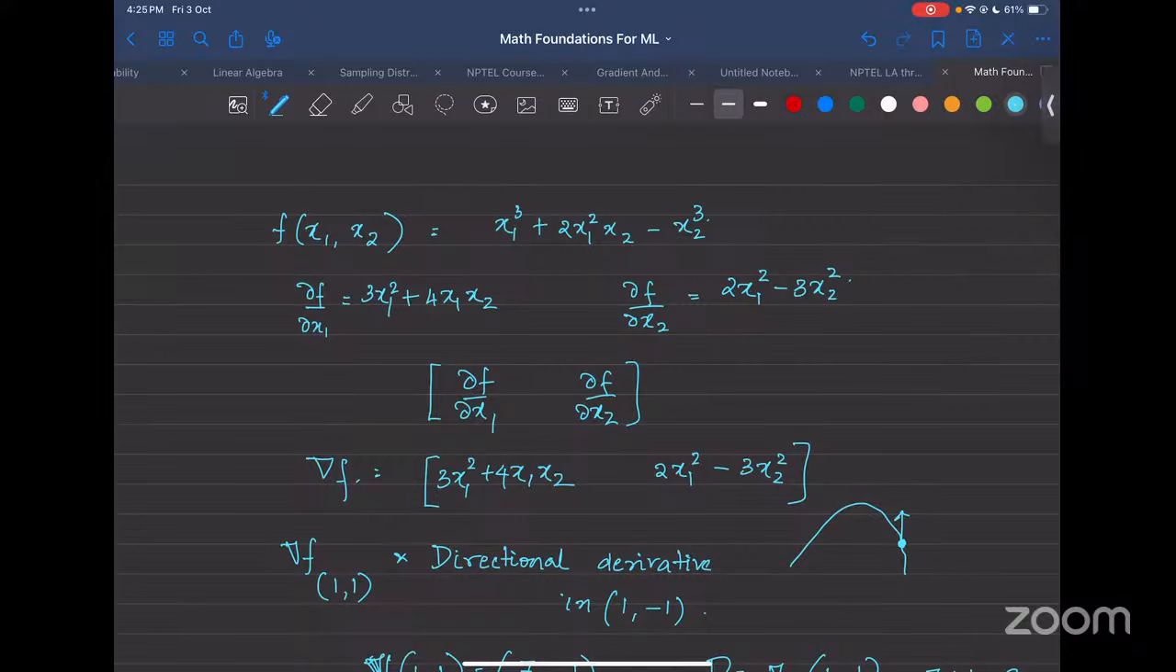Correlation versus causation. Why are these not related? What do you mean by why are these not related? Ravi, could you? Sir, correlation does not mean causation, like that it is written. Oh, that is correct.